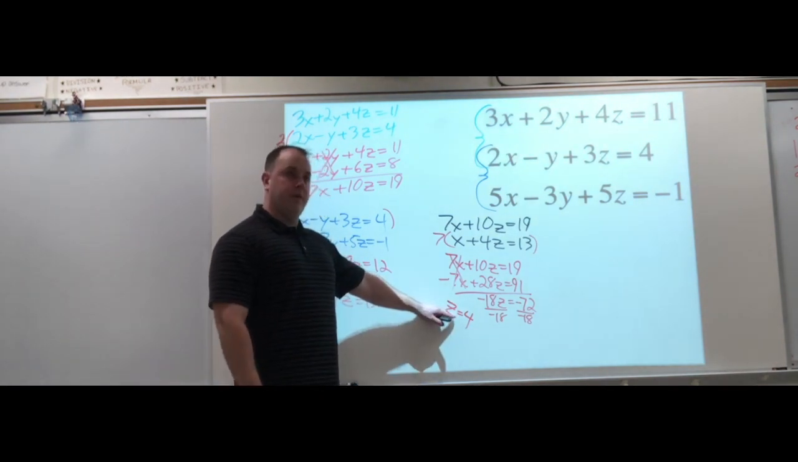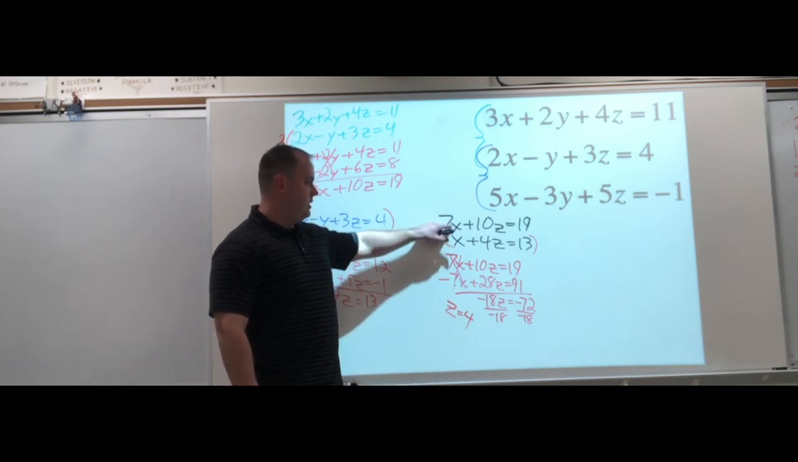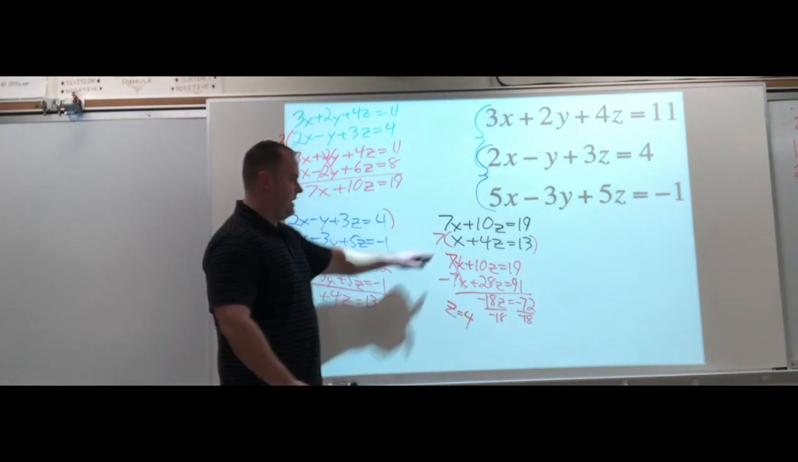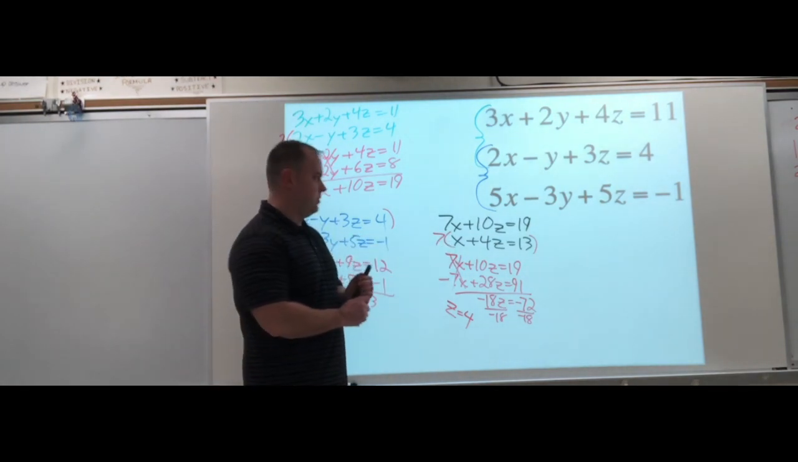Now we have one of our variables. Going through the same process as 3.2, I'm going to take that z, plug it into one of these equations to get my x value. So I'm going to take the one where x is already by itself, x plus 4z equals 13.